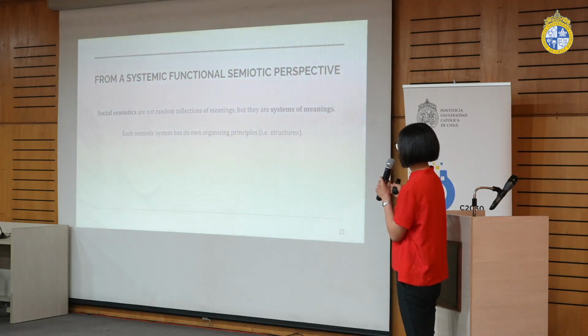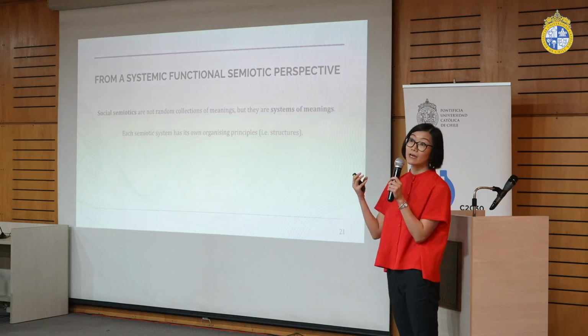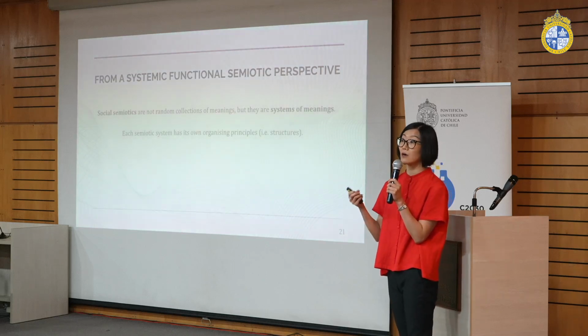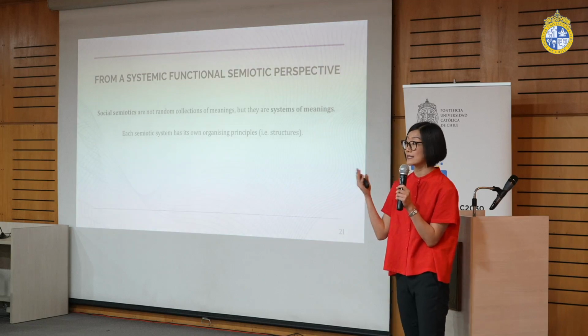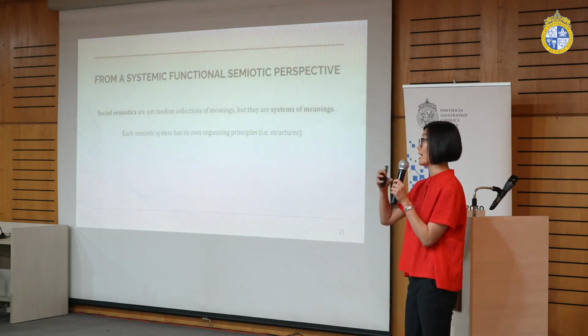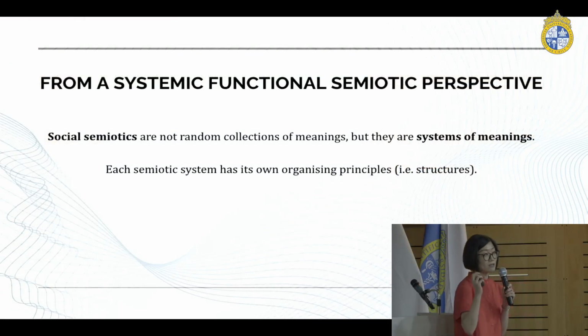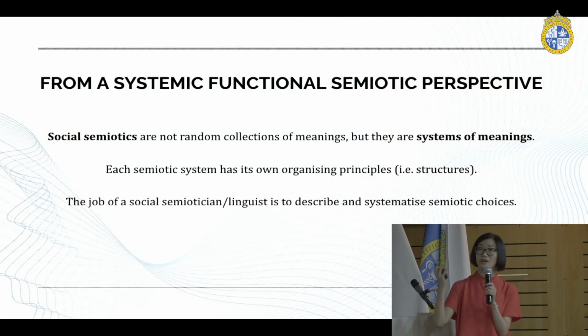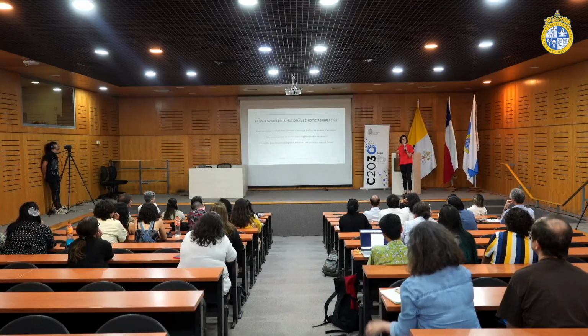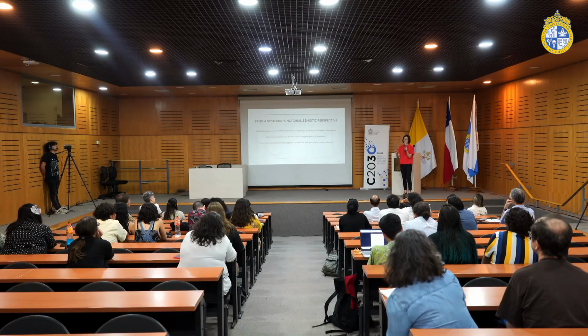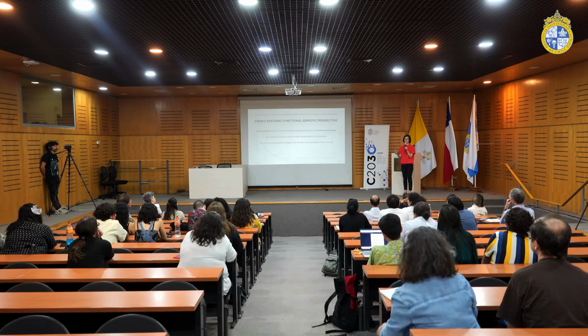So each semiotic system has its own organizing principles, right? How we organize meanings in images is not the same as how we organize them in the clause or in the text with verbal language. These organizing principles define the structure of the semiotic resources. And what a social semiotician or a linguist like us does is basically describe the structure of meaning making and systematize the meaning making. Okay?